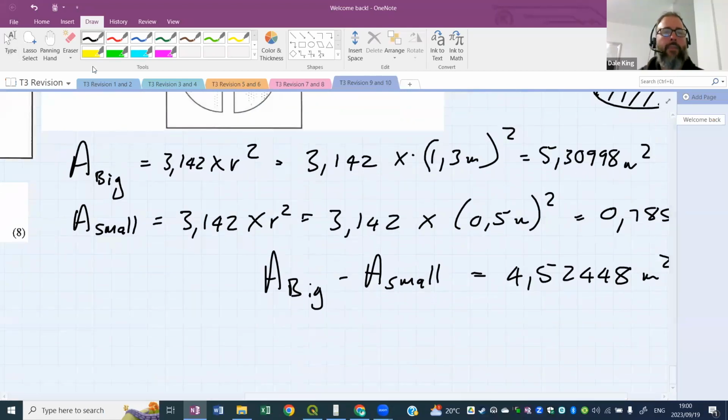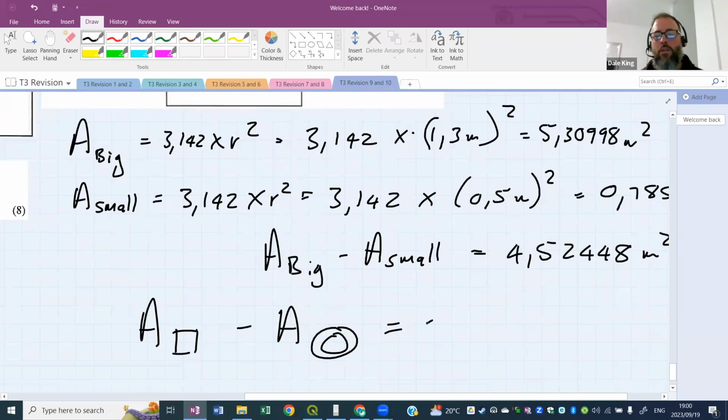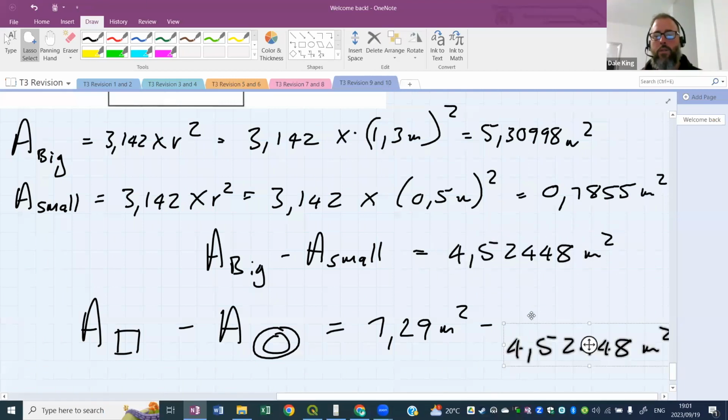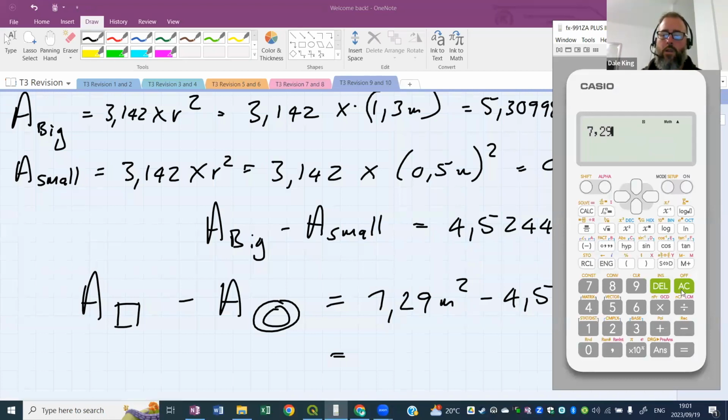total of the area of the big circle and small circle from the area of the wood, the square. Very good. So we're going to take the square. We're going to minus that funny donut shape. I'll call it a donut shape. So the square is 7.29 meters squared, and we're going to minus this one here. All right, we're going to minus that, and I don't think we're going to get what they've got, but we're going to get something.